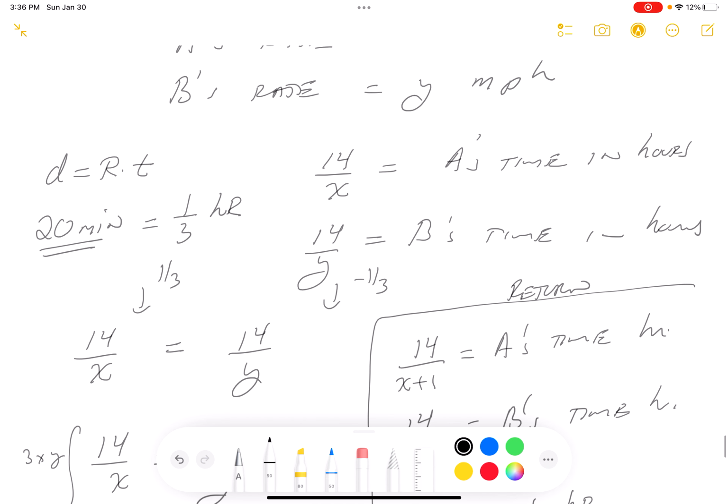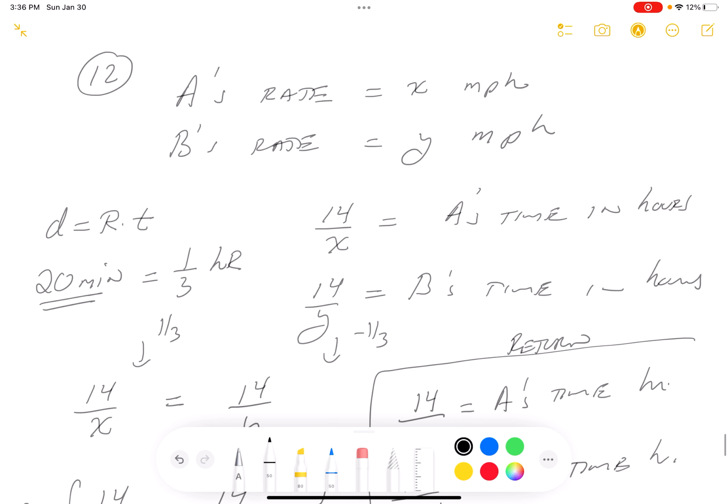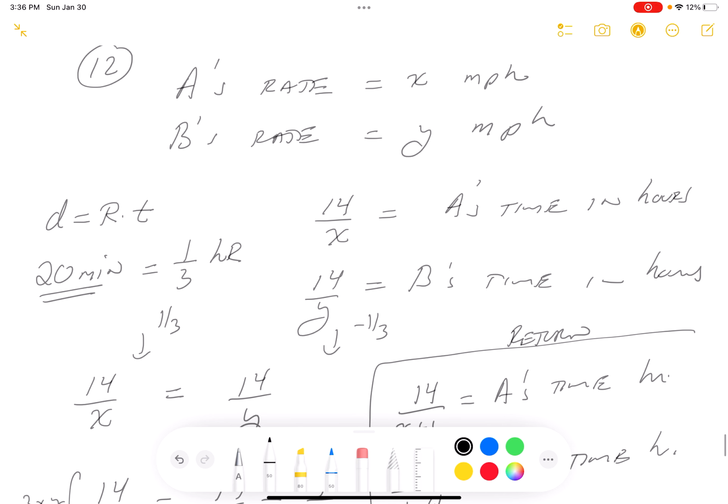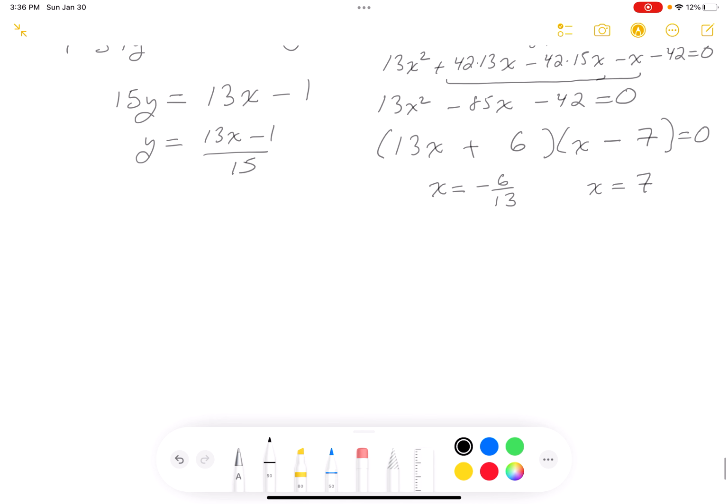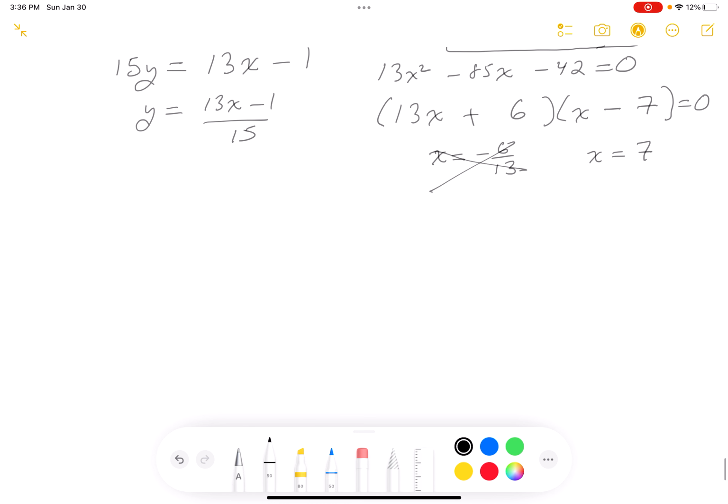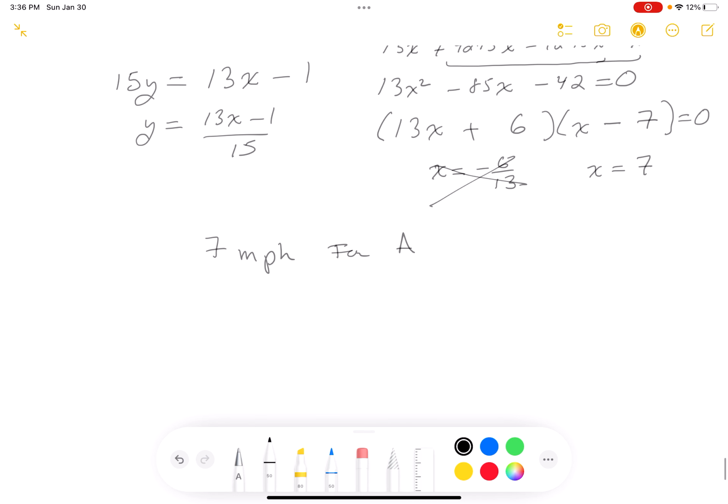But what was x? X was the rate in miles per hour. It's got to be a positive number. So this one doesn't make any sense. My question over here, what does this mean? It means 7 miles per hour for A. That's A's rate. But I don't know B's rate. How would I do that? I would look at it right over here. And let's go through that.